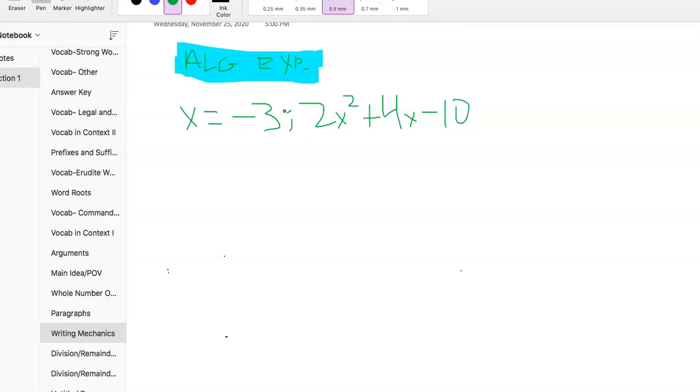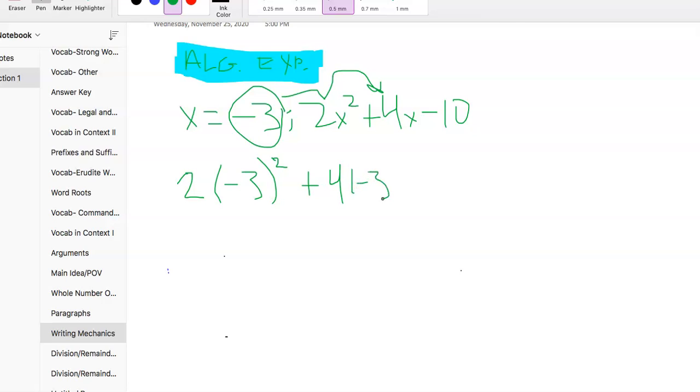So what we're going to be doing is taking this -3 and plugging it in where these x's are. Sorry, terrible arrow. So we start off, we have that 2x squared, right? That means we have 2 times -3 squared, plus we have that 4x there, 4 times -3, minus 10.